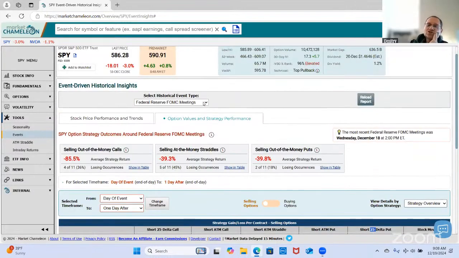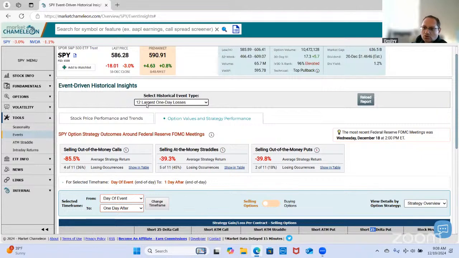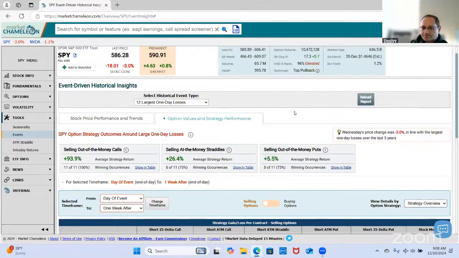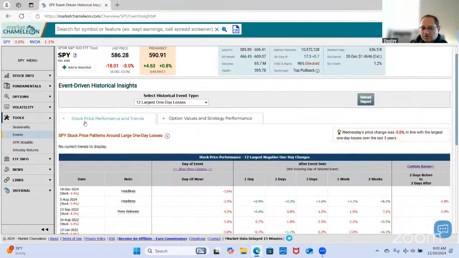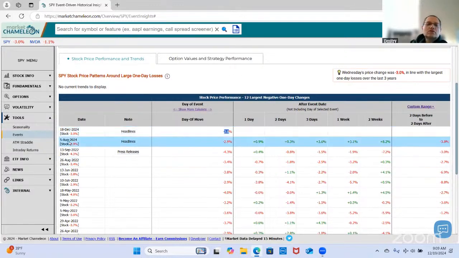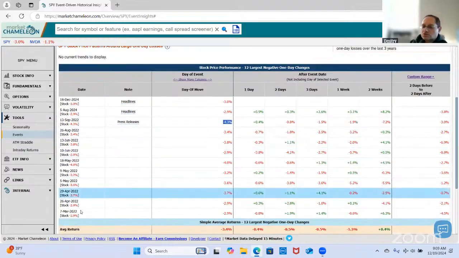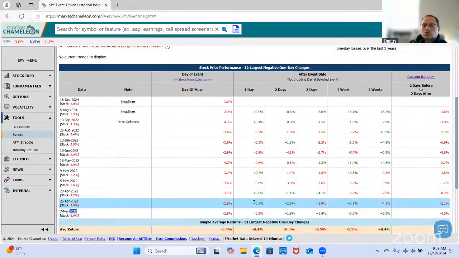Before we do that, let's look at the largest 1 day losses in the last year. We're going to go back into our database and show the largest 1 day losses in the last year. We're going to reload that. And let's go back to the stock price. So here you could see yesterday, that was 3%. Got one August 5th, 2.9, September 13th. Oh, sorry, this is going back more than a year. This is going back to 2022.